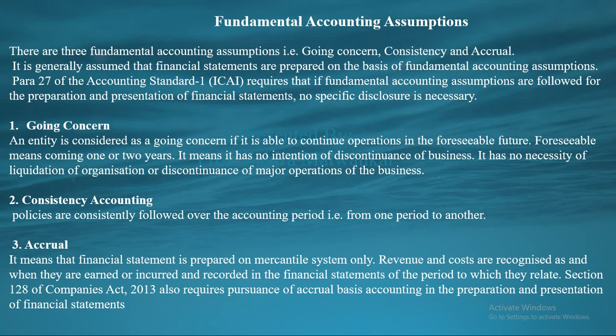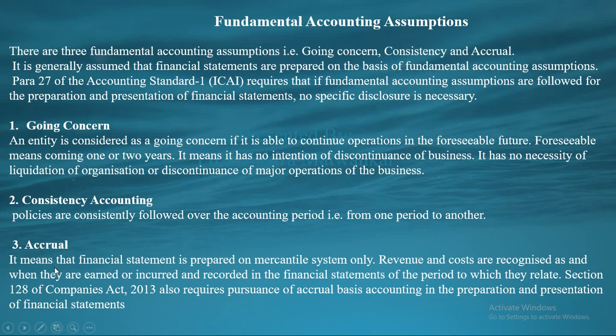Second is consistency. Accounting policies are consistently followed over the accounting period, from one period to another. Meaning if suppose in one period, in 1 year, you have followed this accounting policy, then of course you have to follow it for the next year, and further next year. So that is called consistency.